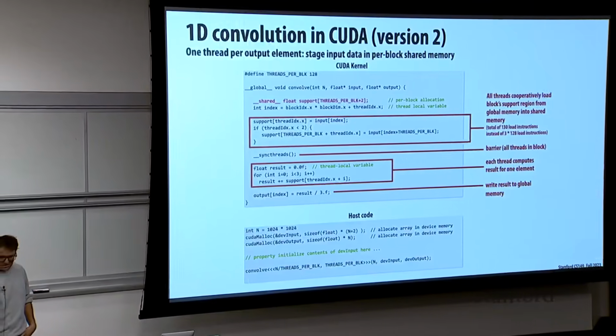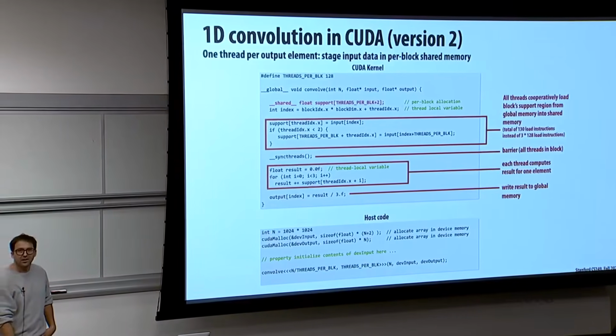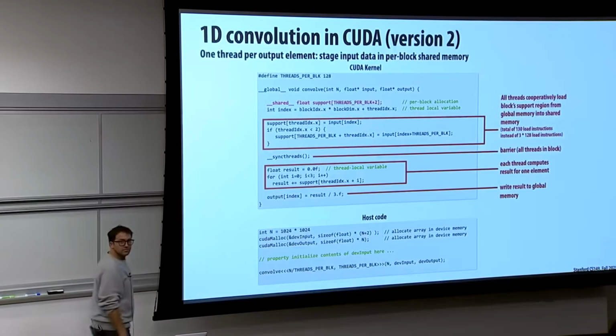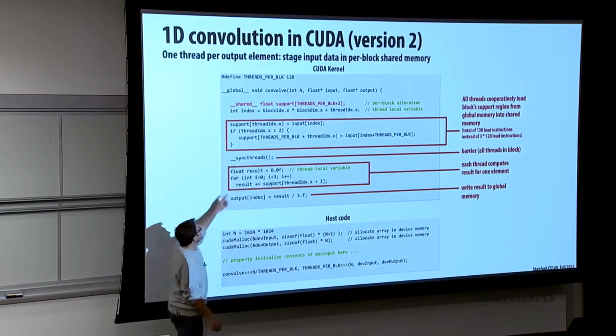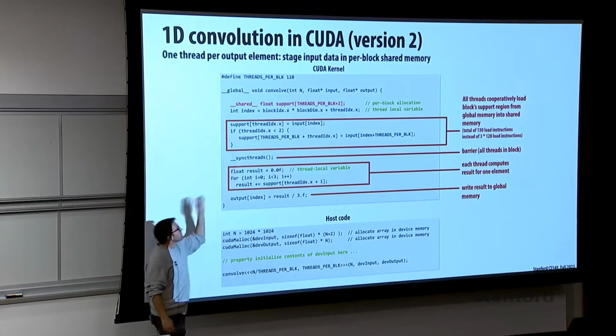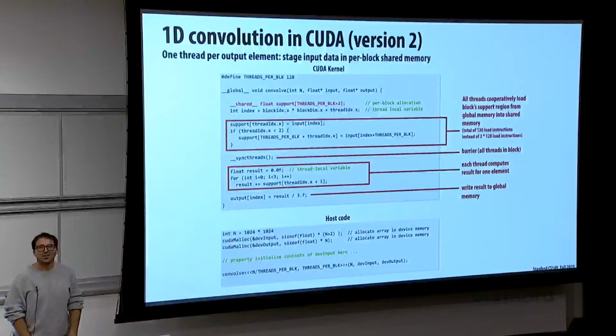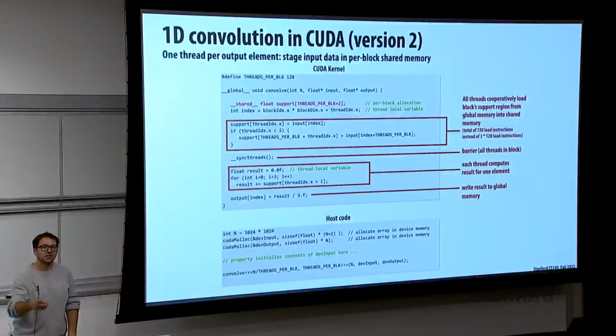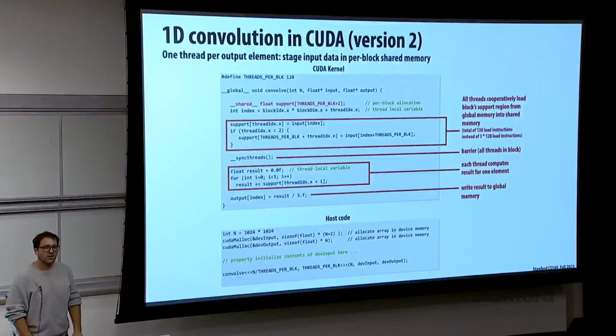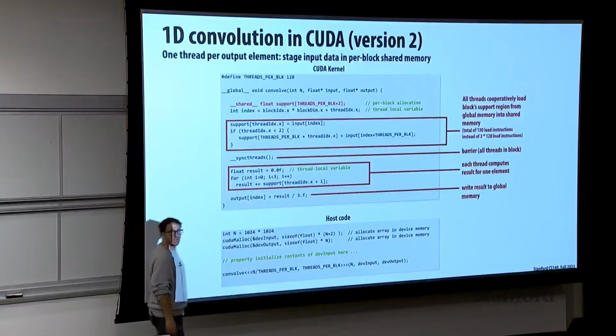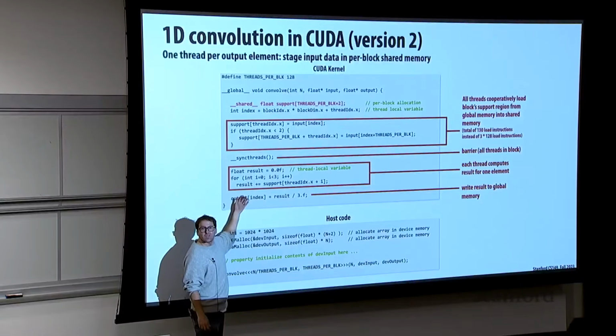Yes, sir? Why do you need the sync threads? Can you not say, hey, I've loaded this small bit, and then let's run the computation from the small bit? This is a great question. I want us to think about that as a class. If I remove that sync threads call, why could my program be incorrect? You could access memory addresses that have not yet been uploaded into the shared memory.